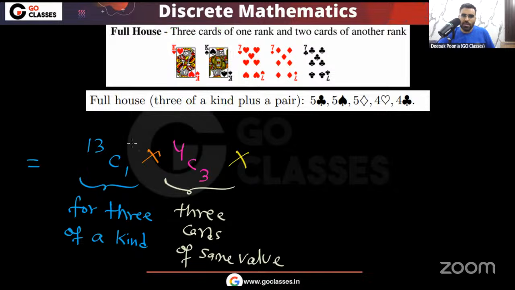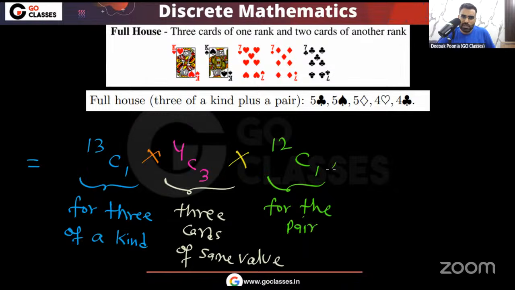Okay, so you can see already this three of a kind we have taken. Already this value we have considered for which there will be three cards. So you can see the remaining, how many values are there? 12 values are remaining. Out of the remaining 12 values, you choose one value. For this value, you will have the pair. Okay, this value you are choosing for the pair.